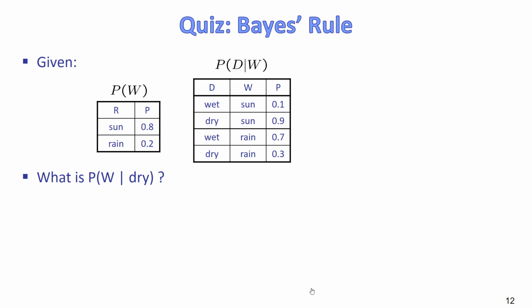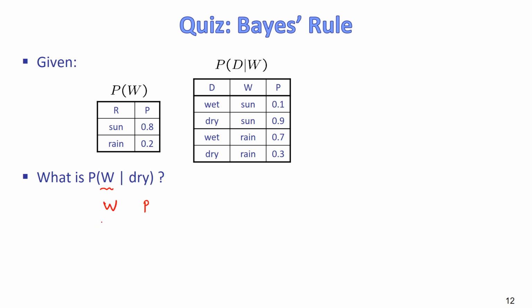Given that I have this table, which is the marginal distribution of W, and I also have the conditional distribution of D given W, I want to compute this probability, which is W given dry. As you see, this is a distribution because we have a capital letter variable. So it will be a table, and for each value of W we will get a probability.